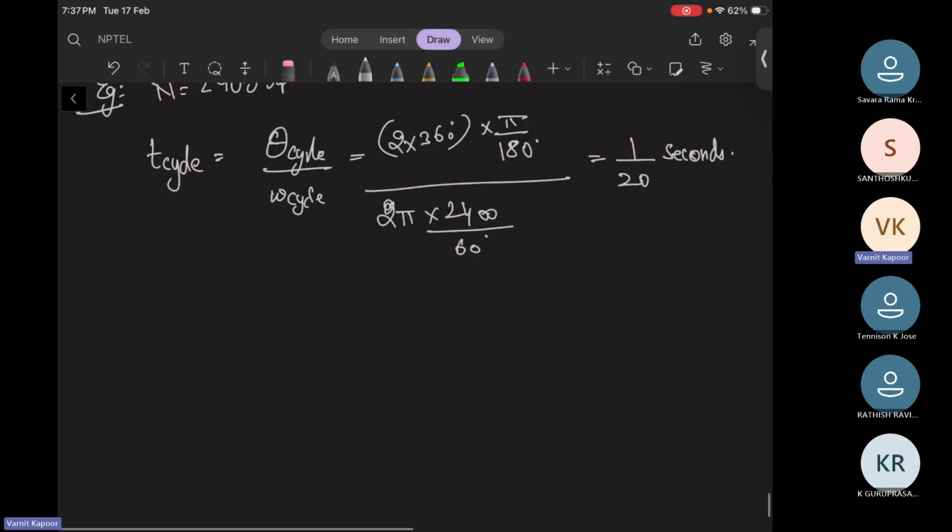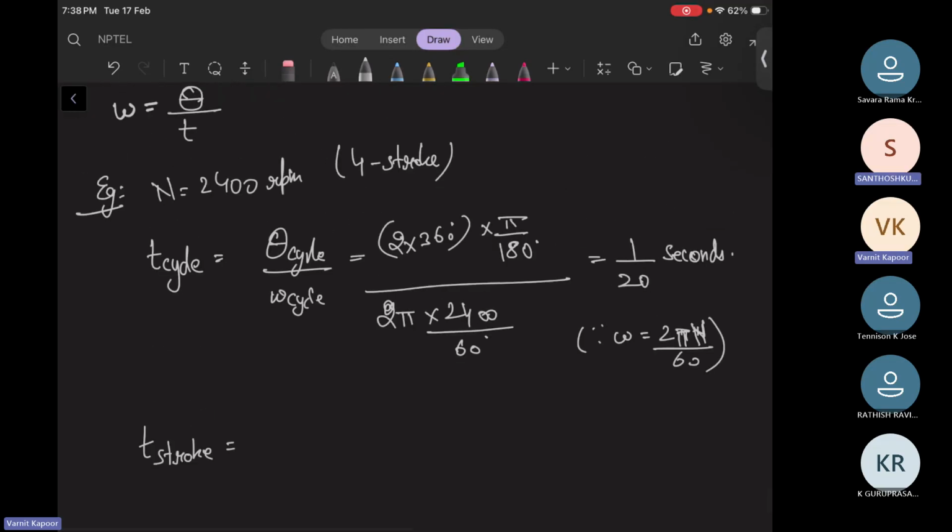If I ask what is the time for the stroke, now, sir, please explain the 2 pi into 2400 divided by 60. Let me write here. Since omega in terms of N is written as 2 pi N by 60, N is given as 2400 rpm. N is not the number of cycles, N is revolutions per minute, 2400 rpm of an engine. Yes. Okay.